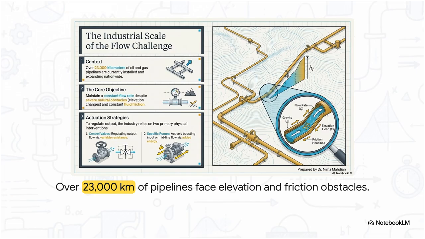To put that into perspective, the core objective is deceptively simple: just maintain a constant flow rate. But the fluid has to overcome some severe natural obstacles. You've got the elevation head, that's gravity pulling the fluid down as it travels up mountains and across valleys, and then the friction head, which is this constant energy-draining drag of the fluid right against the pipe walls. To regulate this whole shebang, we rely on two primary interventions: control valves, which act as a variable resistance, and specific pumps, which actively add energy into the system.